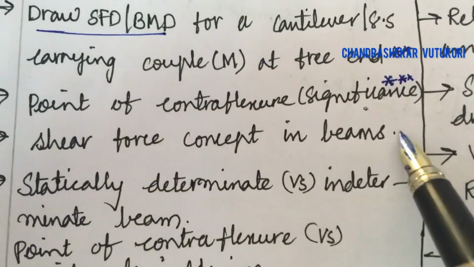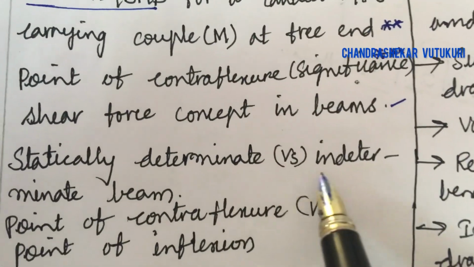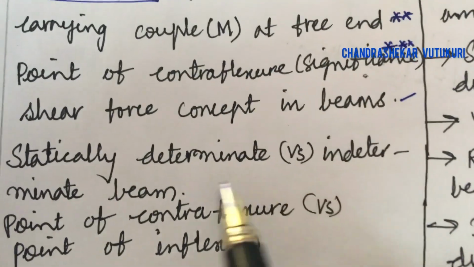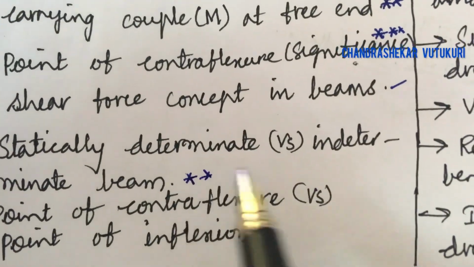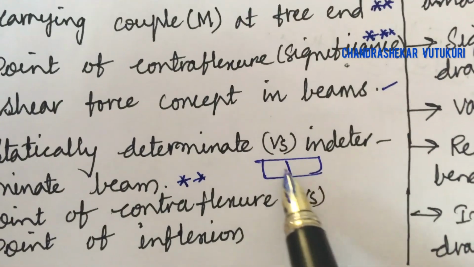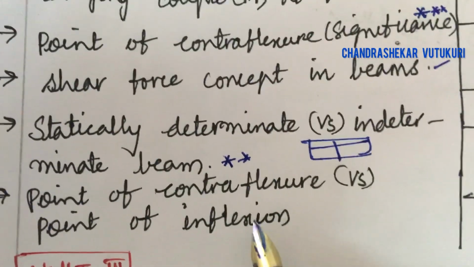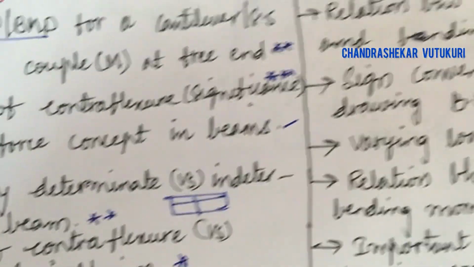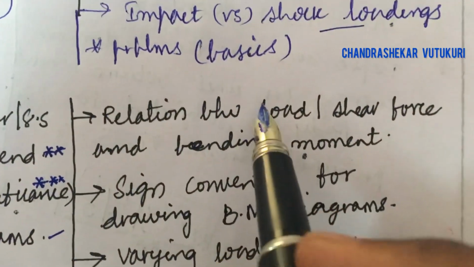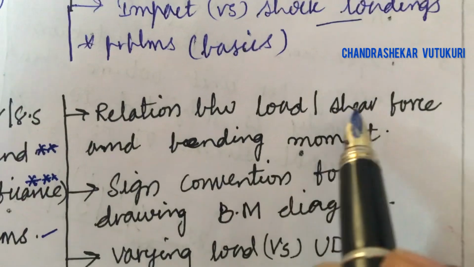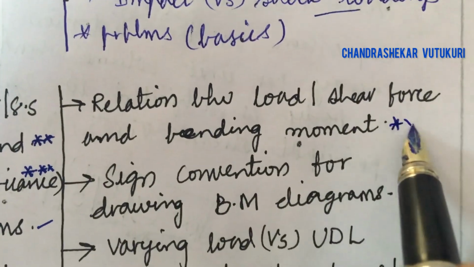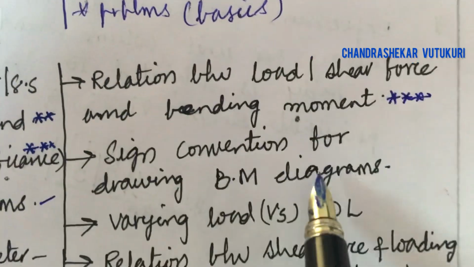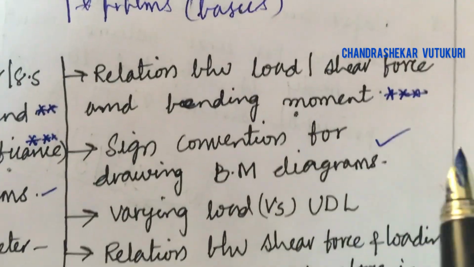Shear force concept in beams, statically determinate versus statically indeterminate beam, their differences. You are supposed to make the differences by making a tabular column and writing point wise. The point of contraflexure versus a point of inflection is also said to be the topmost question. Later, the relation between the load, shear force and the bending moment, such type of question may mean long and short. Sign convention for the drawing of bending moment diagram.